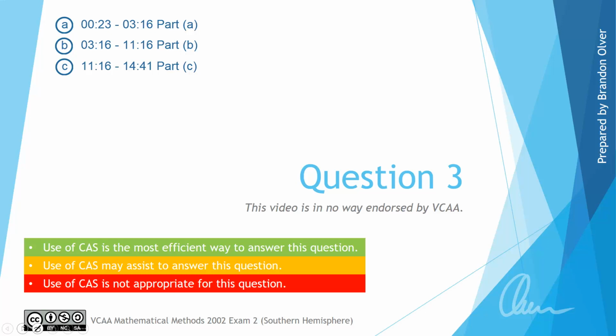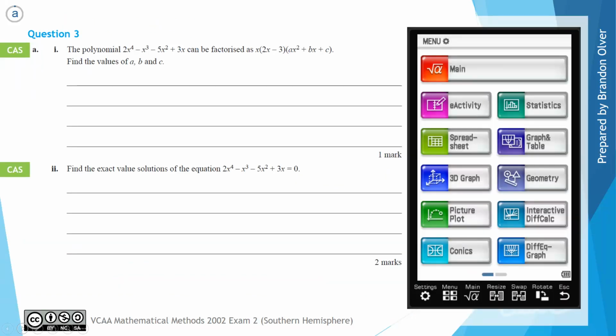So let's get started. For question 3, part A, we know that the polynomial 2x to the power of 4 minus x cubed minus 5x squared plus 3x can be factorised as x times 2x subtract 3 times ax squared plus bx plus c. We are asked to find the values of a, b and c. This question can easily be done using the factorise command on your calculator.